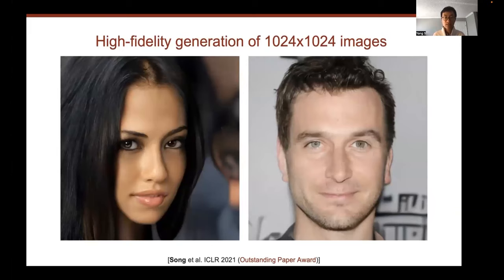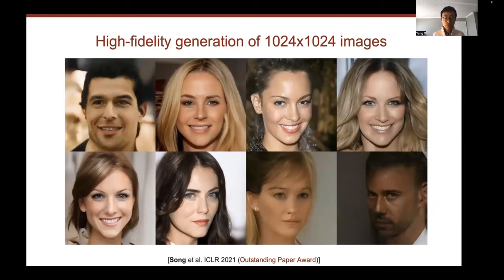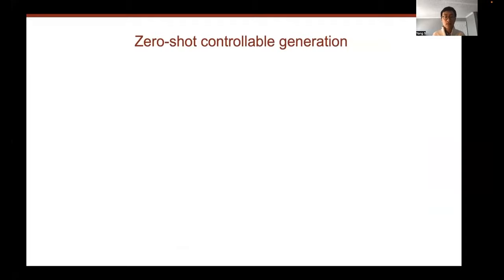So nowadays, with Midjourney, DALL-E 2, and many similar models, people have no doubt that diffusion models can generate high quality samples. But at that time, when this work came out, those results served as the first prototype and showed the potential of diffusion models for high resolution image generation. And importantly, there is a unique property of this diffusion approach, that is, we can solve zero-shot controllable generation problems.